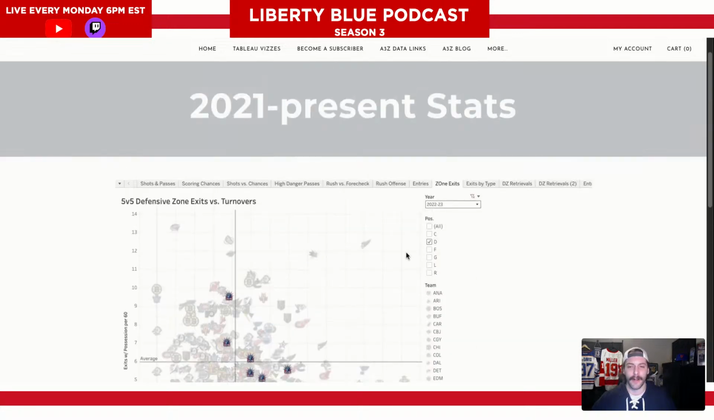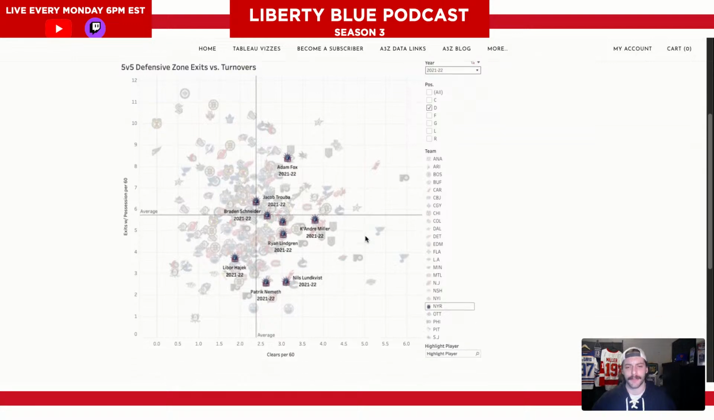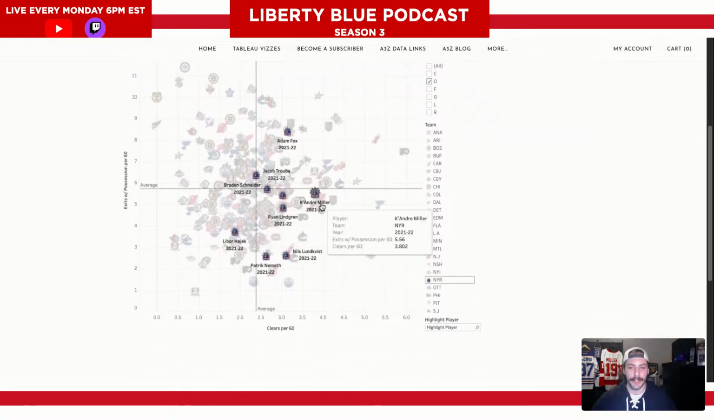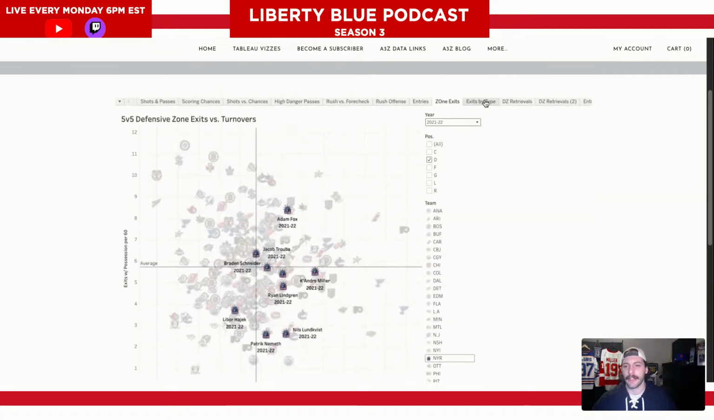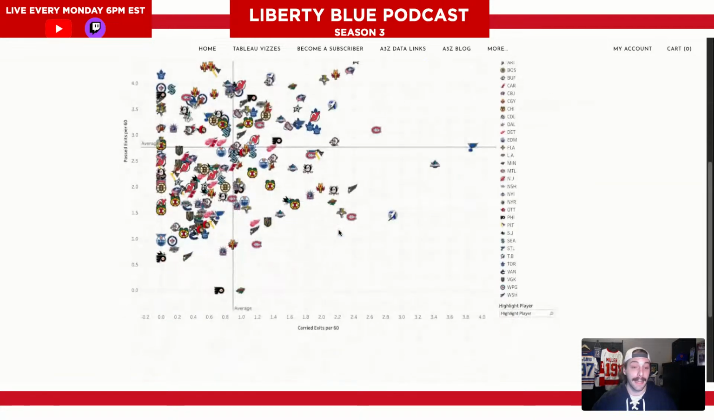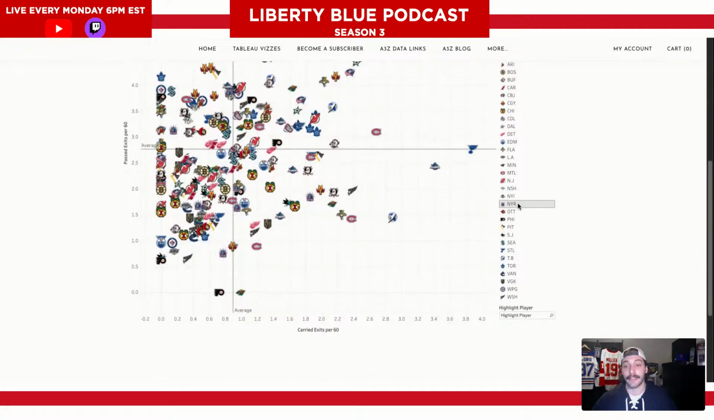And then we'll go all the way back. The oldest data we have, you'll see Miller's here. More clears, close to average exits with possession. Trouba, the only time in the 3-year sample we have access to, he's above average in exits with possession. Next up, the exits by type. This is something that is useful.